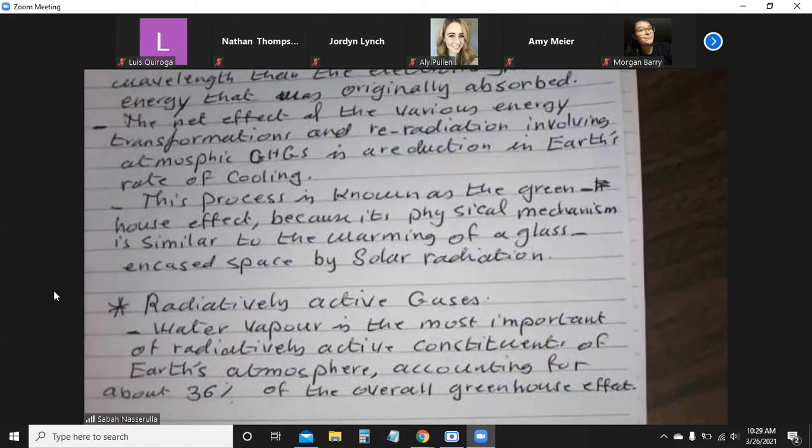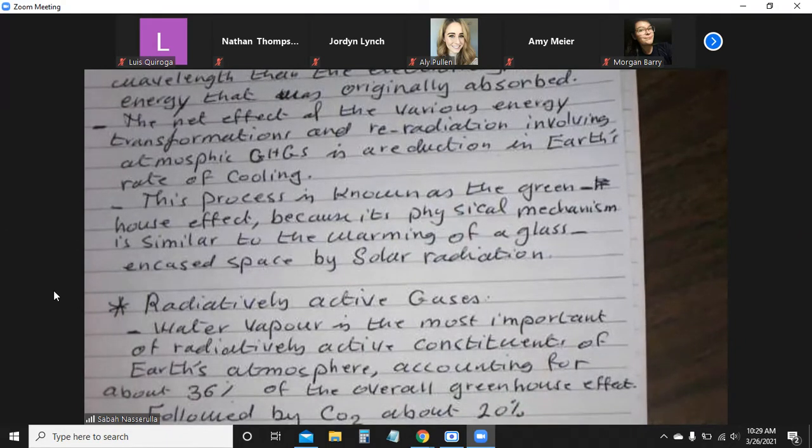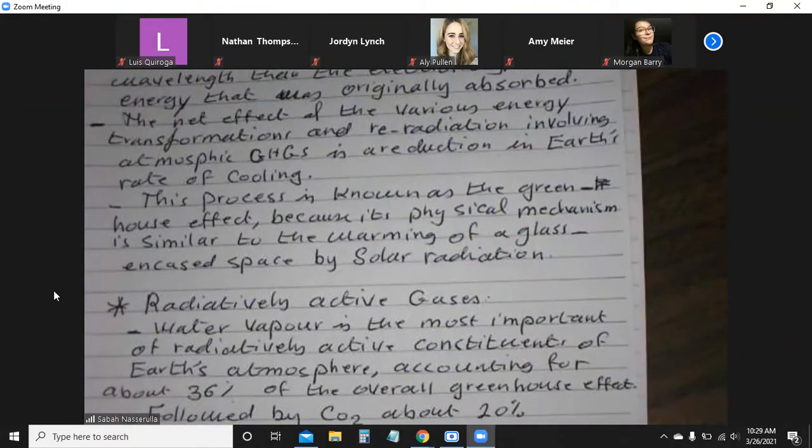The other point I'm going to mention here, of course, the second important factor in this is basically the carbon dioxide, followed by the CO2, and basically its concentration. The impact of it is about 20%. Now, then we have simplifications.